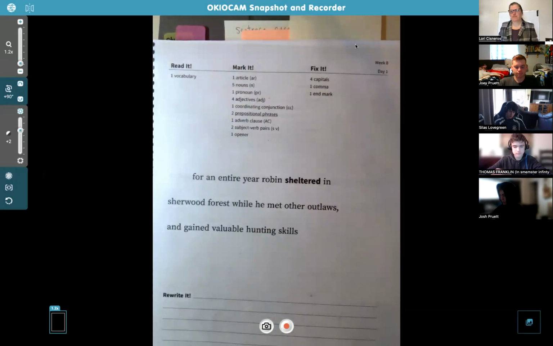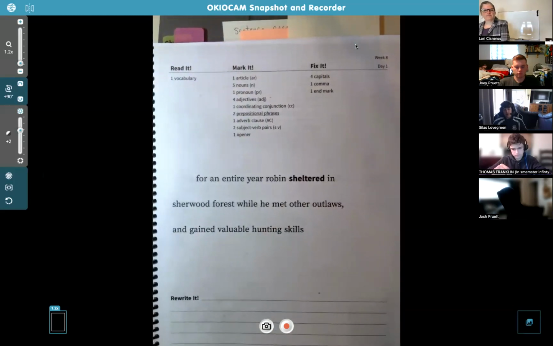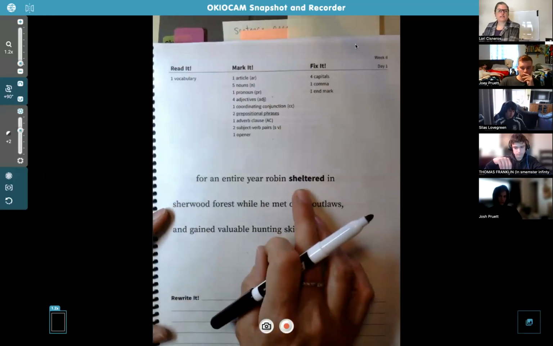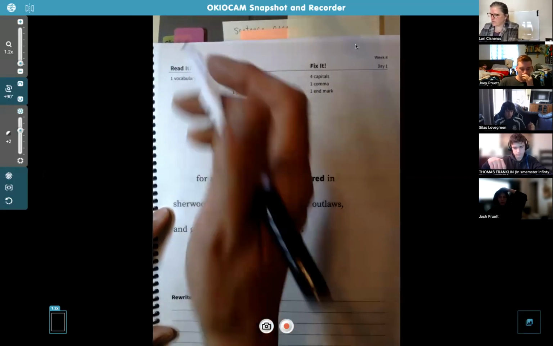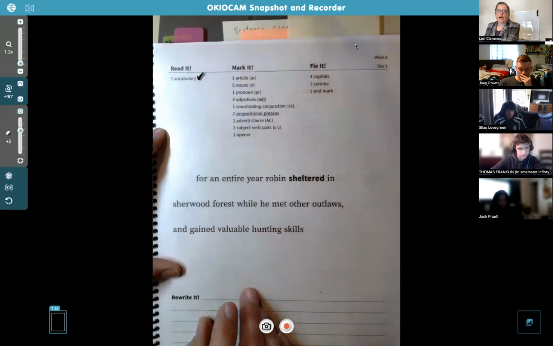All right. Let's see. Silas, can you read this for us, please? "For an entire year, Robin sheltered in Sherwood Forest while he met other outlaws. He gained valuable hunting skills." Nice. Okay. The vocabulary word is sheltered. That's a refuge, or if he found a refuge or he hid somewhere. So sheltered means a refuge or a hiding place. Go ahead and put a check by vocabulary for that.